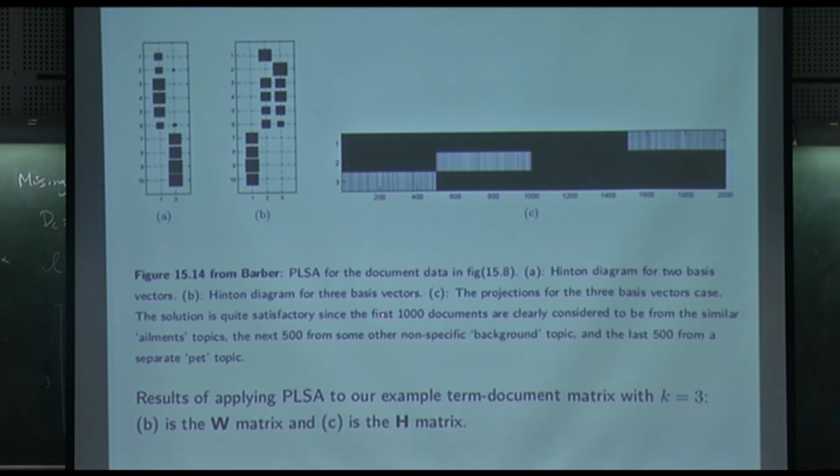The solution is quite satisfactory since the first 1,000 documents are clearly considered to be from a similar ailments topic, right over here. The next 500 from other non-specific background topic. So these first 1,000 are coming from the ailment topic, then some background topic, and the last 500 are coming from a separate pet topic. Results of applying PLSA to our example term document matrix of K equals 3, where B is the W matrix, C is the H matrix. Now you see very clearly what is happening here is that this is one topic, and then there is overlap of two subtopics over here.